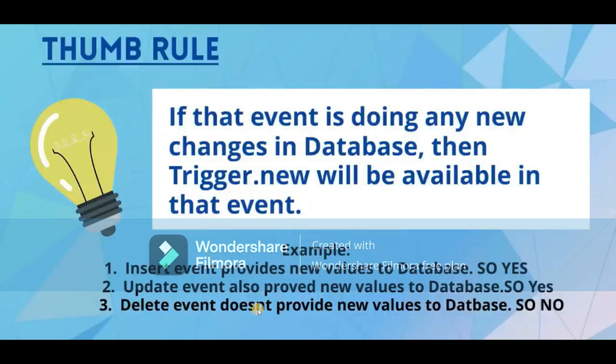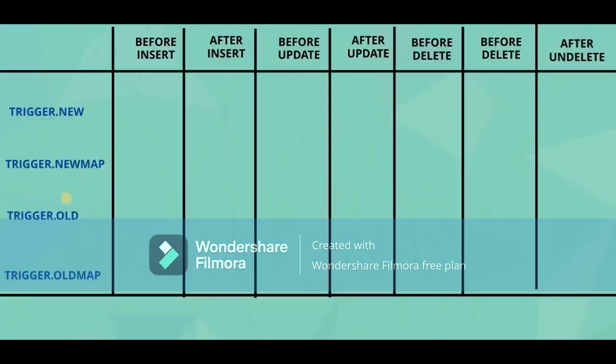Now we'll see the delete event. The delete event doesn't really provide new values to the database. Why? Because you're just deleting that record. Already existing data, you're just taking it out from the database. So basically, you're not providing new data into the database. Hence, Trigger.new will not be available in the delete event. By using that thumb rule, we'll try to populate this table.